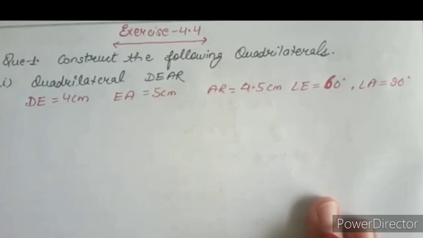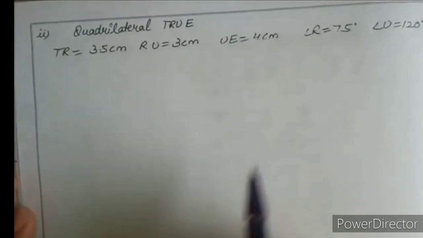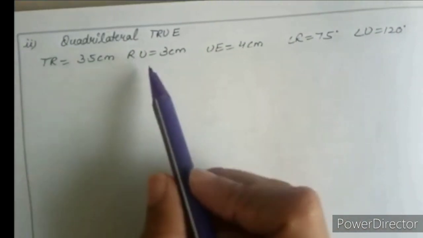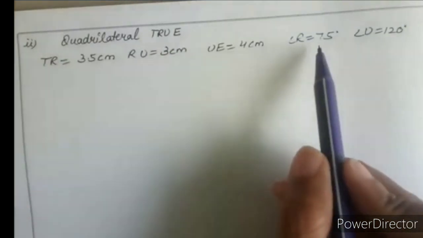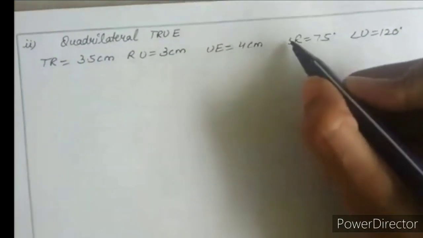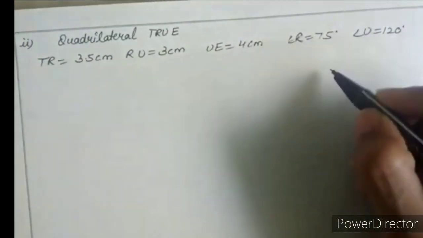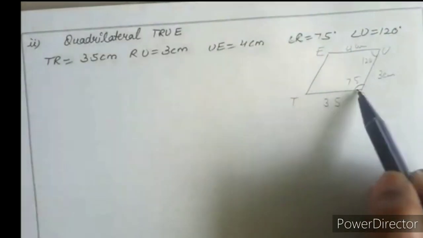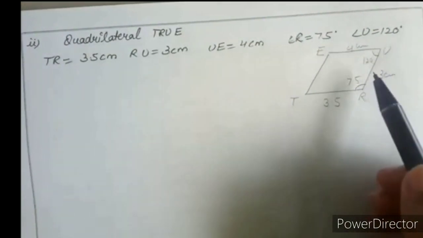Hello students, today's class we are going to continue exercise 4.4 question number 2. Construct the quadrilateral TRUE. They are given 3 sides and 2 angles. These 2 angles we are going to construct using compasses only. Before that, draw the rough figure of the quadrilateral TRUE and write all the measures.